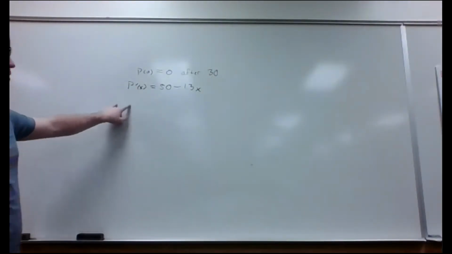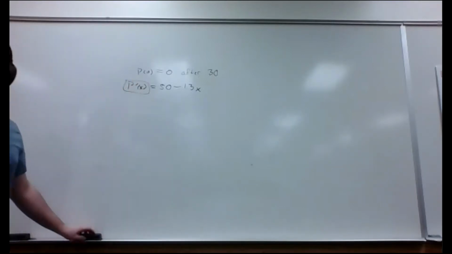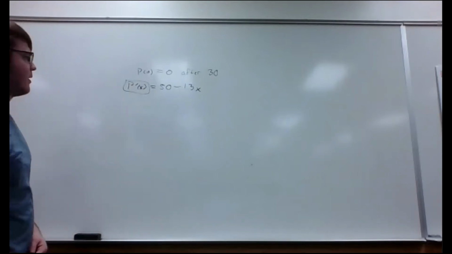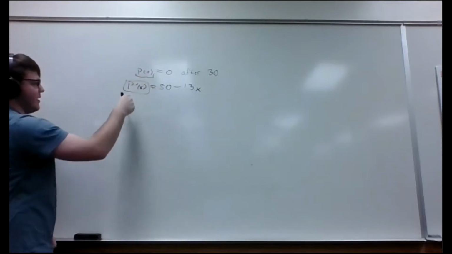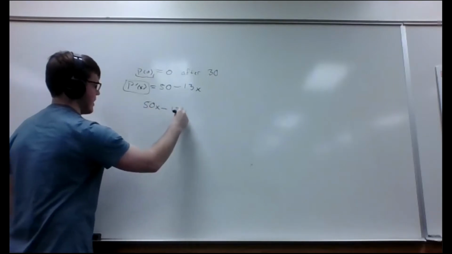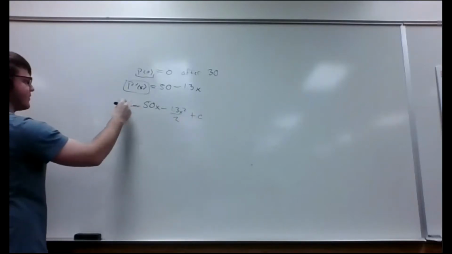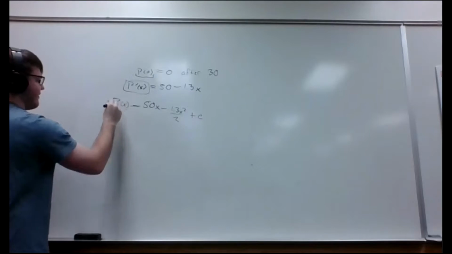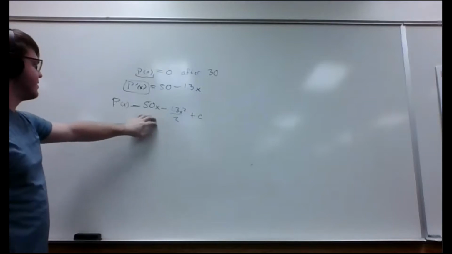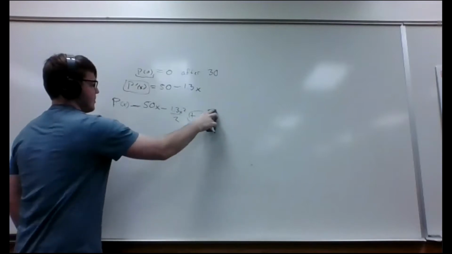So with initial value problems, every time you see this prime something, you can always say, oh, that's going to be an initial value problem, and I'm going to be taking an integral. So we want our profit equation, right? So we're going to take the integral of this, and we're going to go 50x minus 1.3x squared over 2 plus c is equal to our profit, or how much we're going to make. So now we need to use our initial value to solve for this c. But it's pretty simple, right?